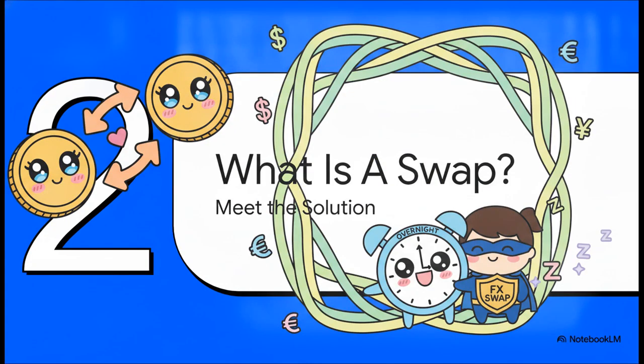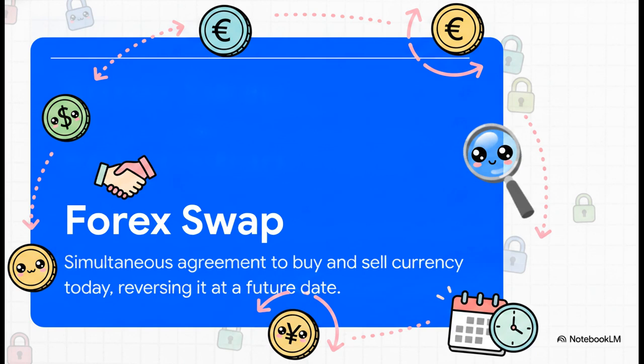Section 2. What is a swap? Meet the solution. Okay, so what actually is a foreign exchange swap? Well, it's a simultaneous agreement to buy one currency and sell another at a specific rate today, while reversing the transaction at a future date. So you're essentially doing two things at once here. You're buying one currency and selling another right now, but with a formal, locked-in contract to reverse that exact same transaction down the line.